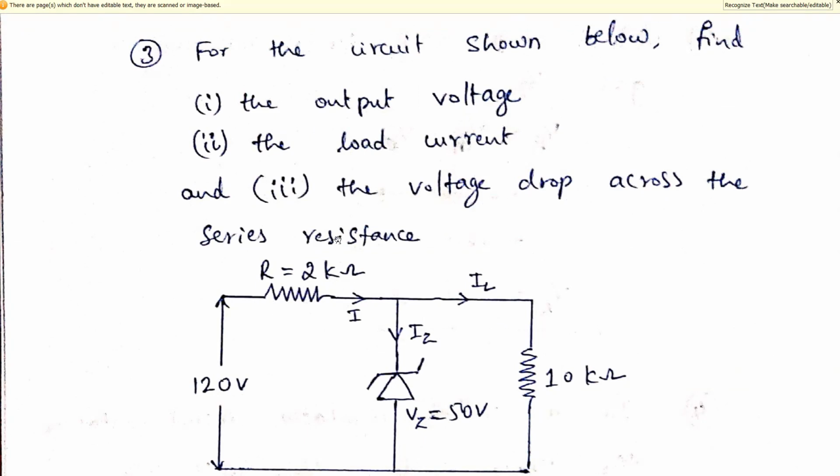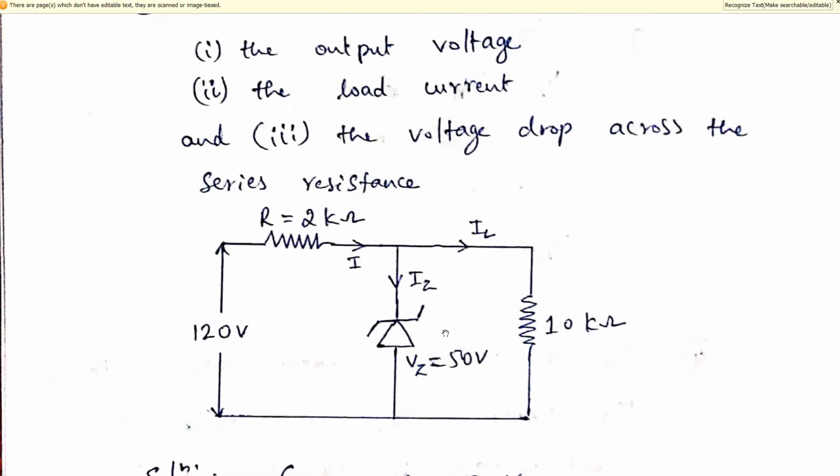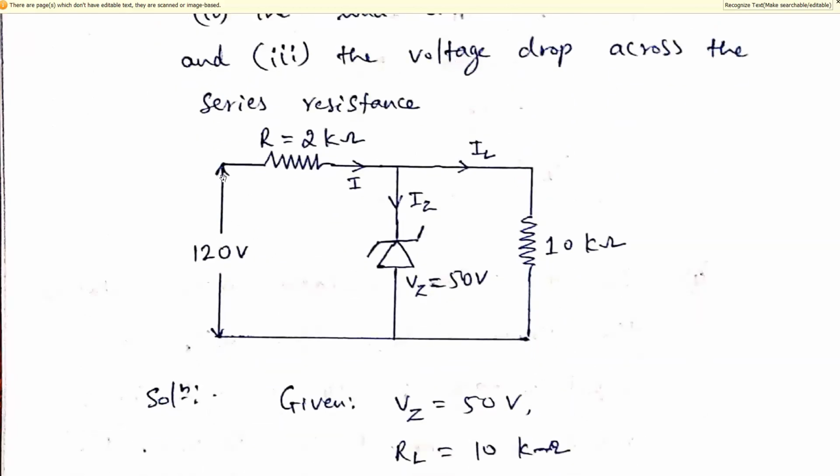So this is the circuit containing the Zener diode, and this circuit is the voltage regulator circuit. So these three things you have to calculate. Look at the circuit. Here the input voltage is 120 volt and the series resistance connected is 2 kilo ohm. Then the Zener voltage Vz is 50 volt, and the total current will divide into two parts, load current and Zener current. And the load connected is 10 kilo ohm.